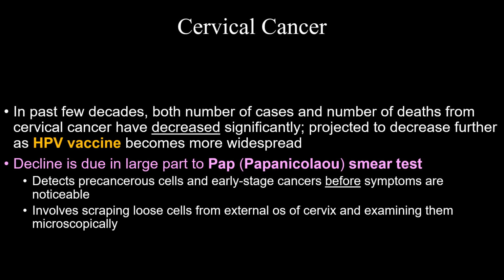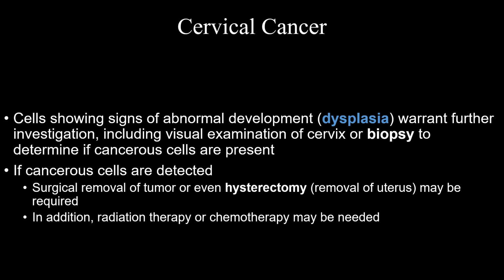biopsy. If any cancerous cells are detected, surgical removal of the tumor or even a complete hysterectomy, which is removal of the uterus, may be required. Additionally, there's radiation therapy or chemotherapy if it's needed.